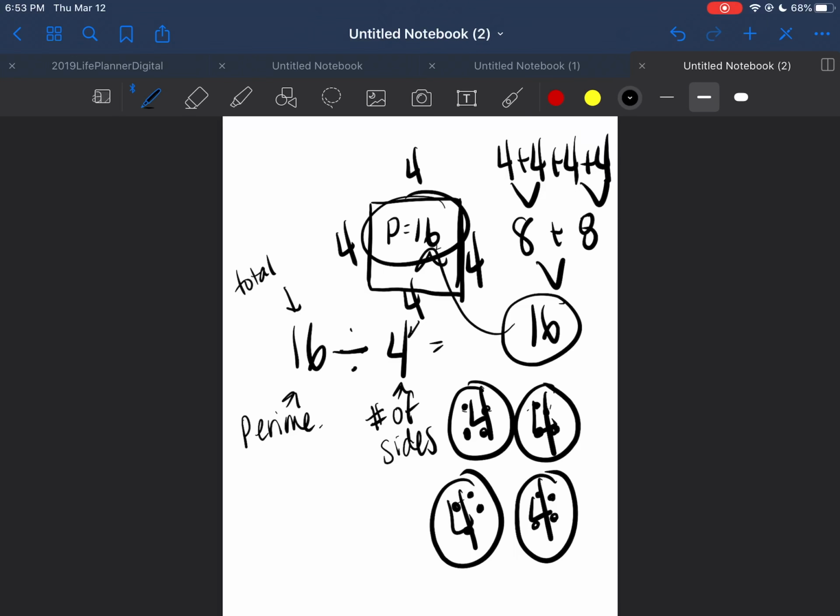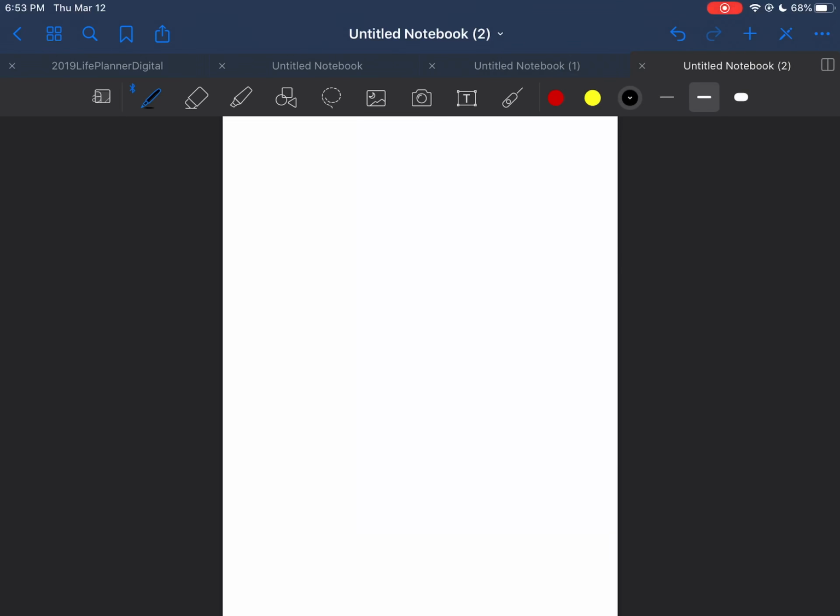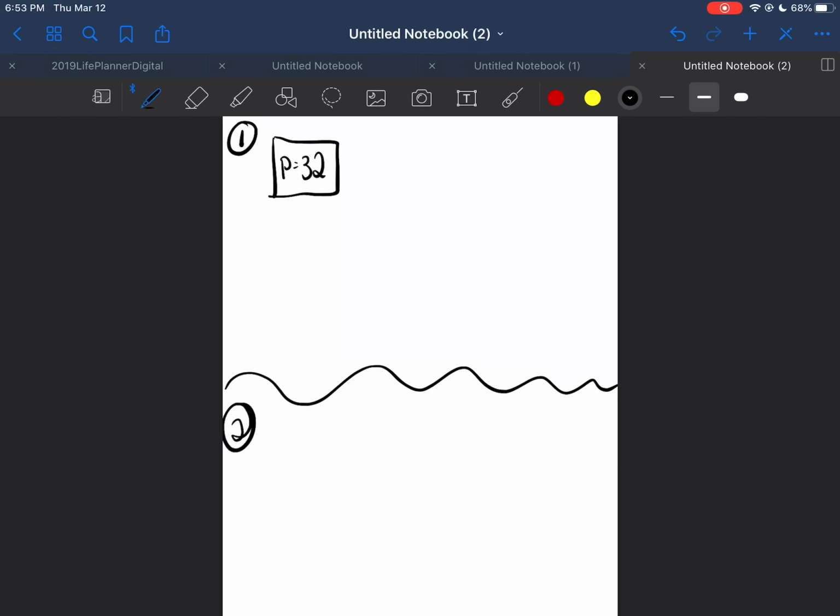All right. I'm going to give you 2 more that I want you to try on your own. The first shape I'm going to give you is another square. Our perimeter is 32. And then I'm going to come down here and give you a rectangle. P equals, or perimeter equals, 20. And our length is going to be 4.